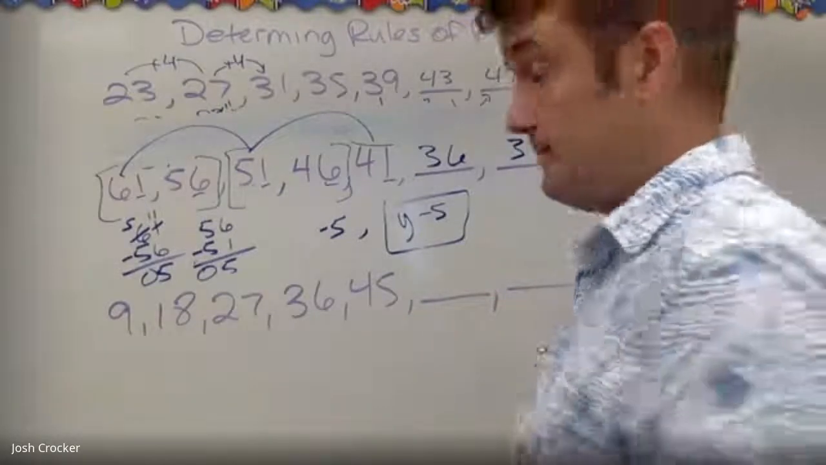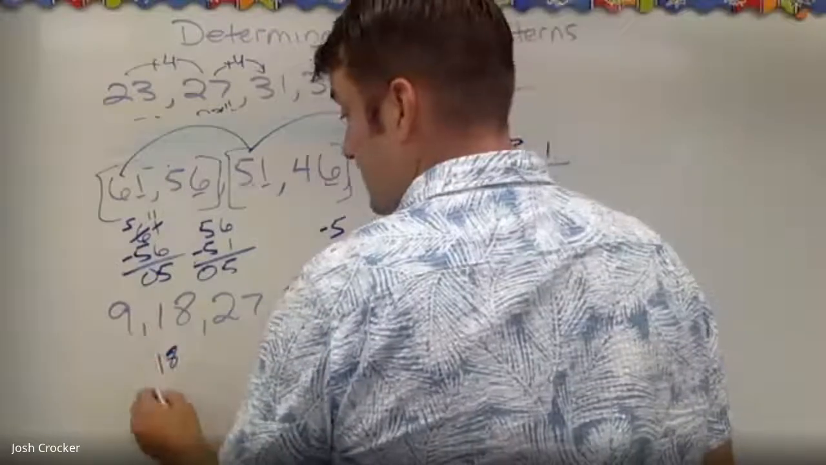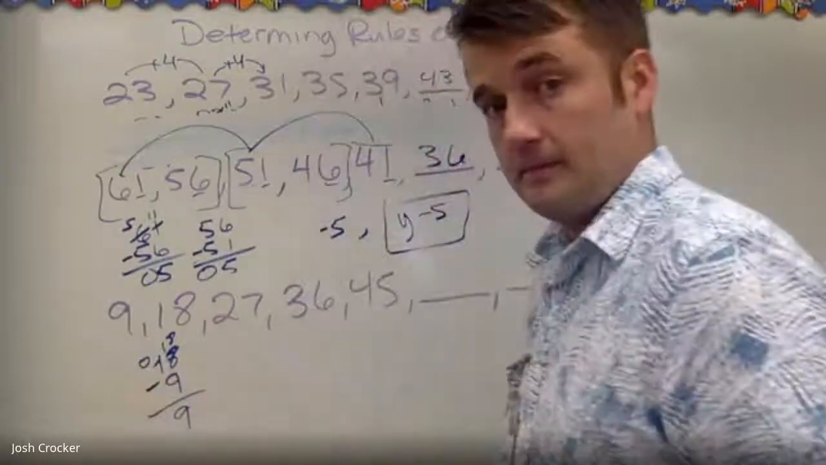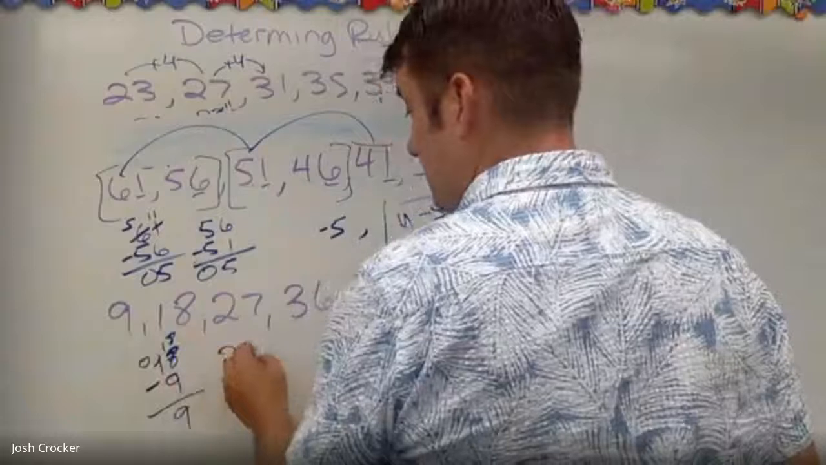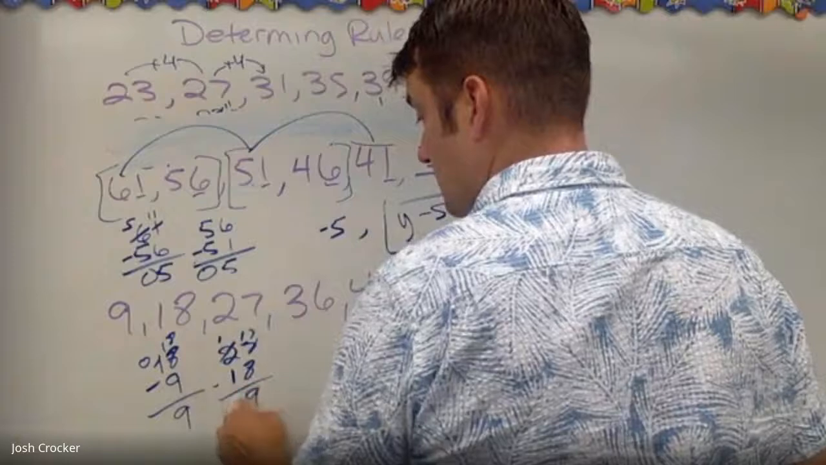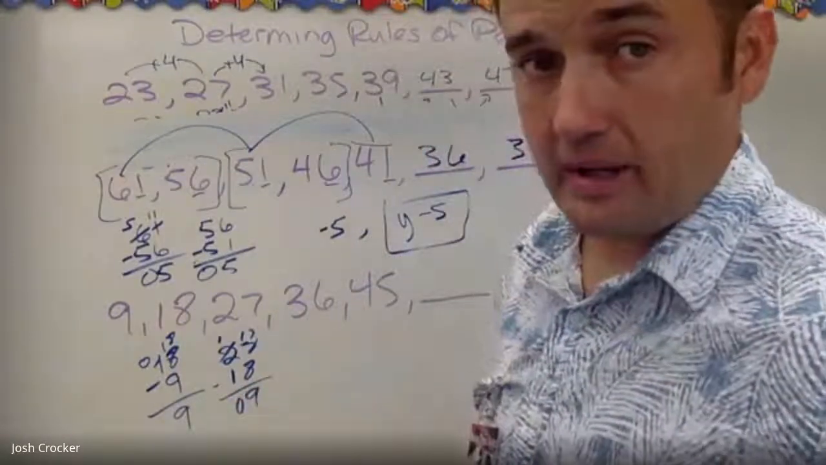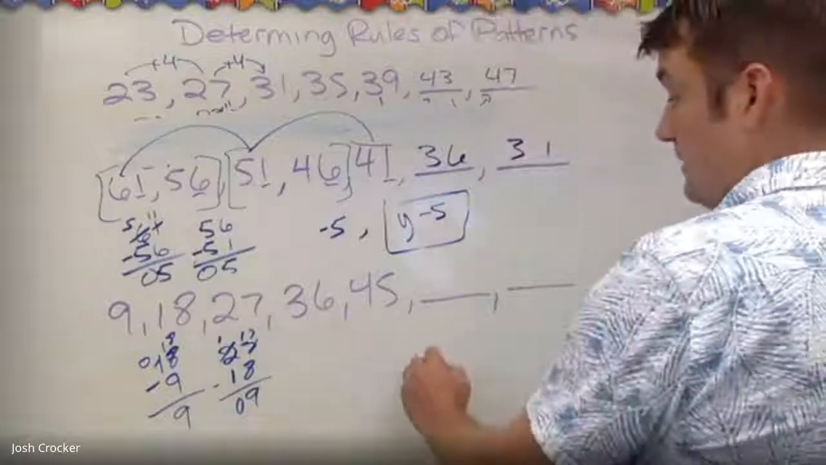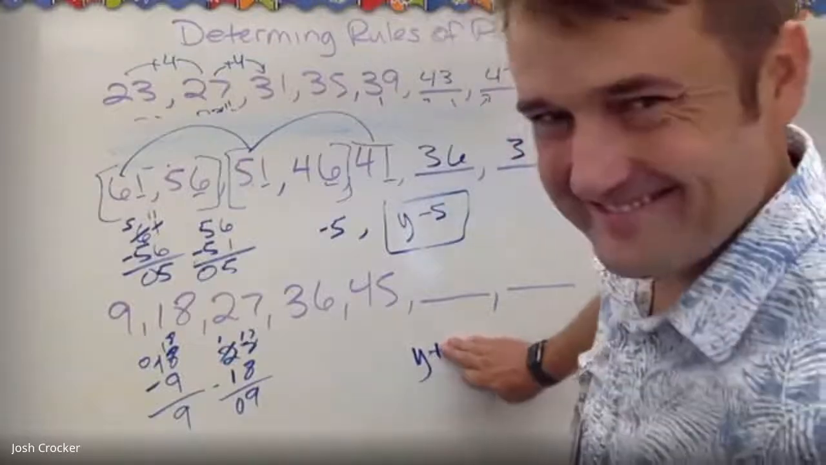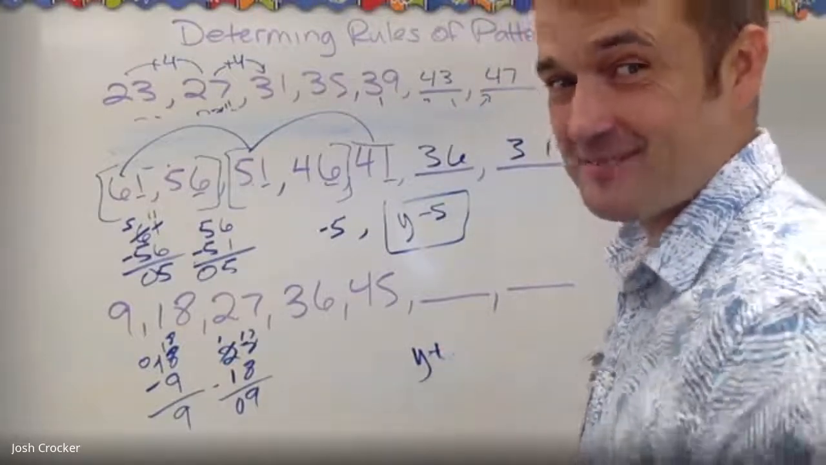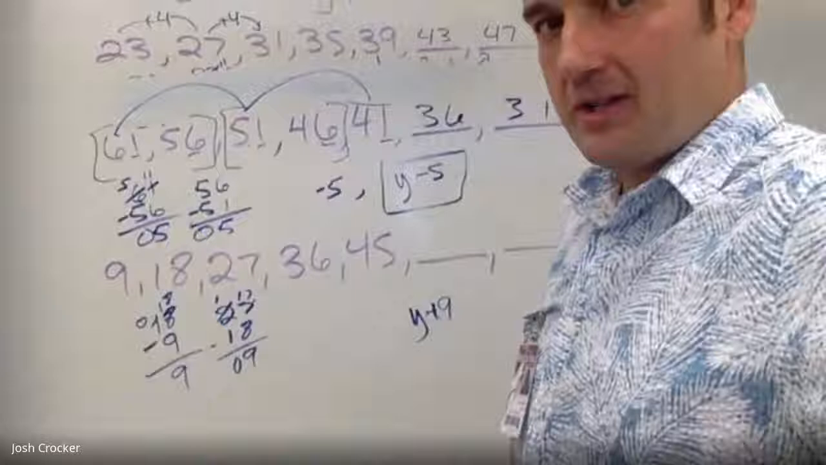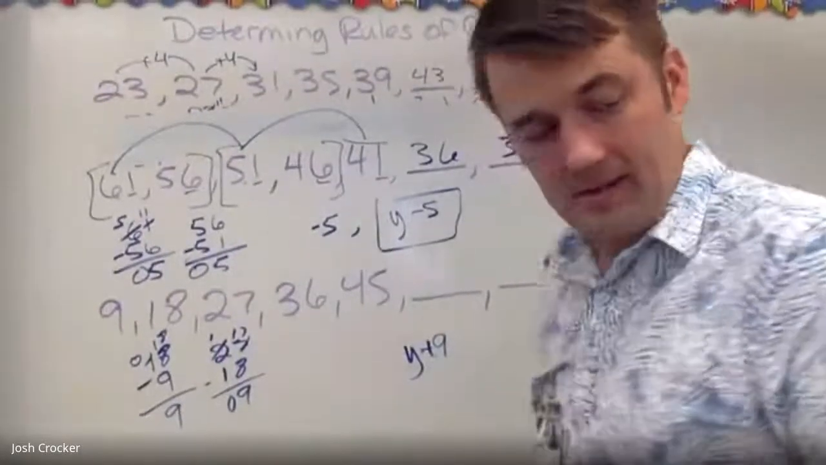How much are they going up by? Well, I'm going to subtract. 18 minus 9. It went up 9. Okay. 27 minus 18. It went up 9 again. It looks like my rule this time is going to be, not +5, maybe 9. Maybe the answer to the problems I just did. Y plus 9.